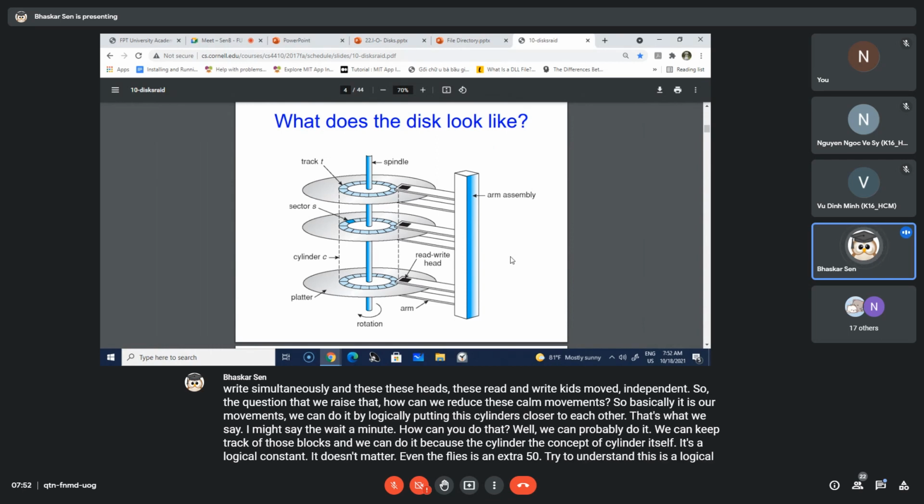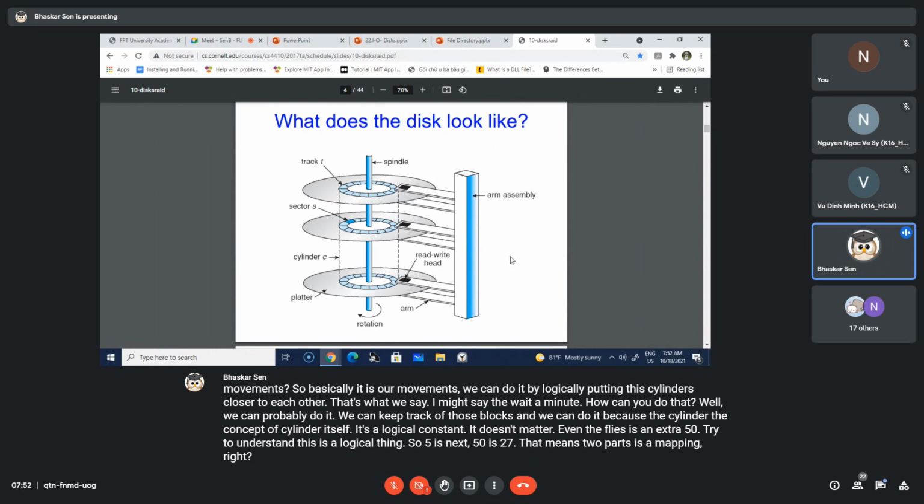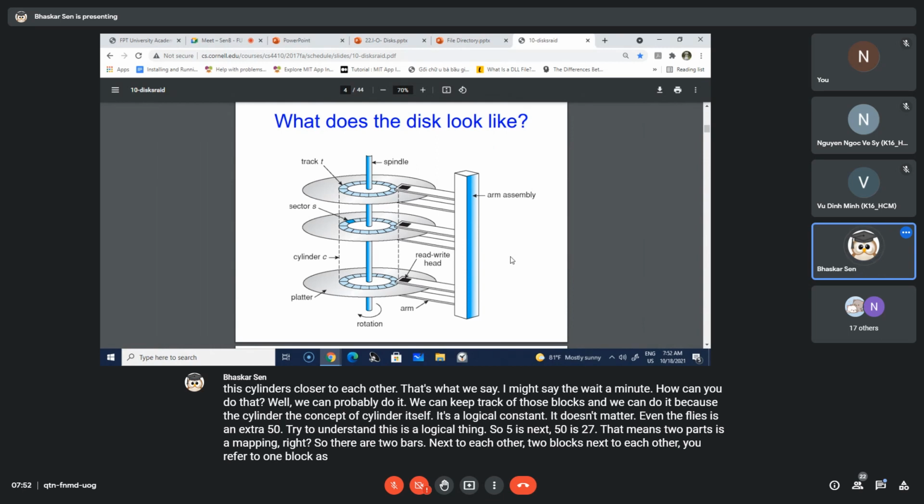Try to understand, this is a logical thing. So 5 is next to 50. It's two cylinders, that means two parts, it is a mapping, right? So there are two blocks next to each other. You refer to one block as 5, the other block as 50. So that's what we mean, that we put them conceptually closer to each other.